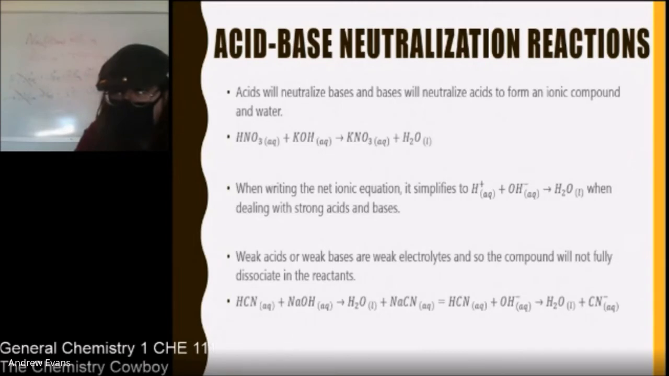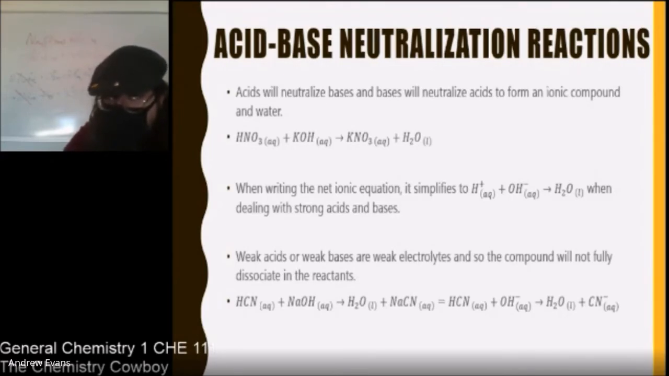There are some acid-base neutralizations. So precipitation is but one type of reaction we'll have to deal with. Acid-base neutralizations are very similar. An acid will neutralize a base, and the neutralization will form an ionic compound in water. Almost all acid-base reactions, by definition, will form water as a byproduct. Most of these, when we write the net ionic equation, will just be H plus and OH minus going to water.